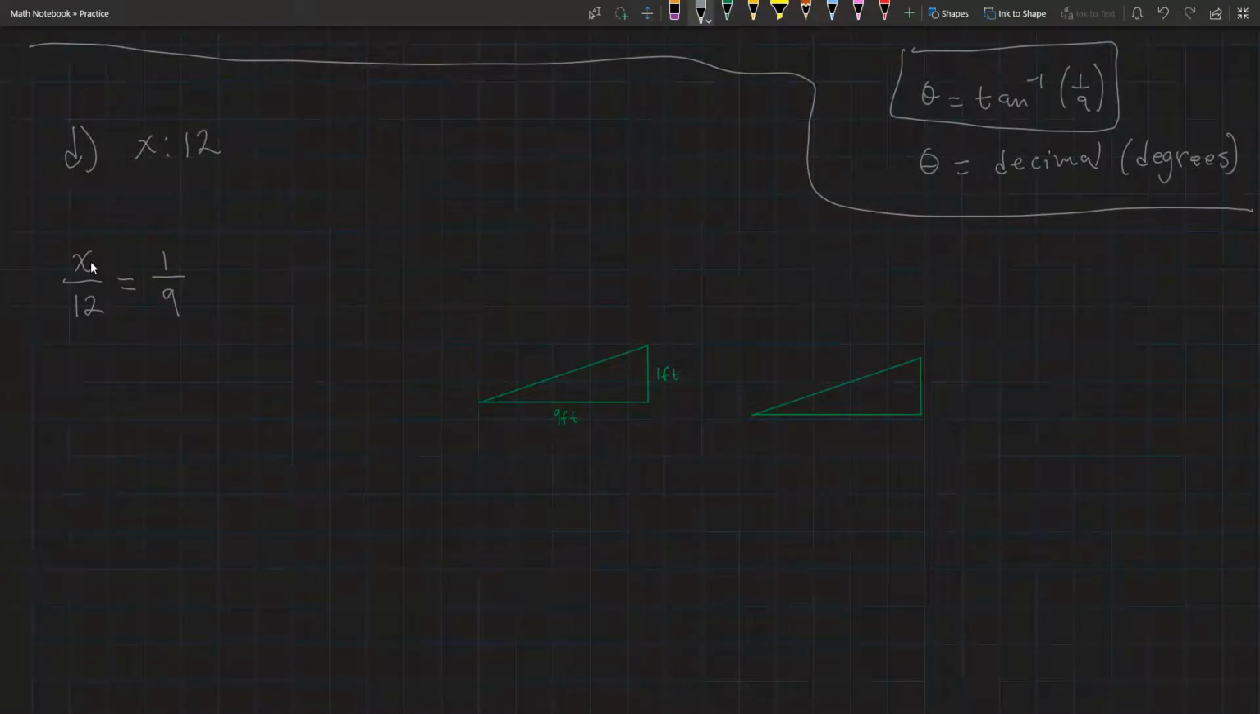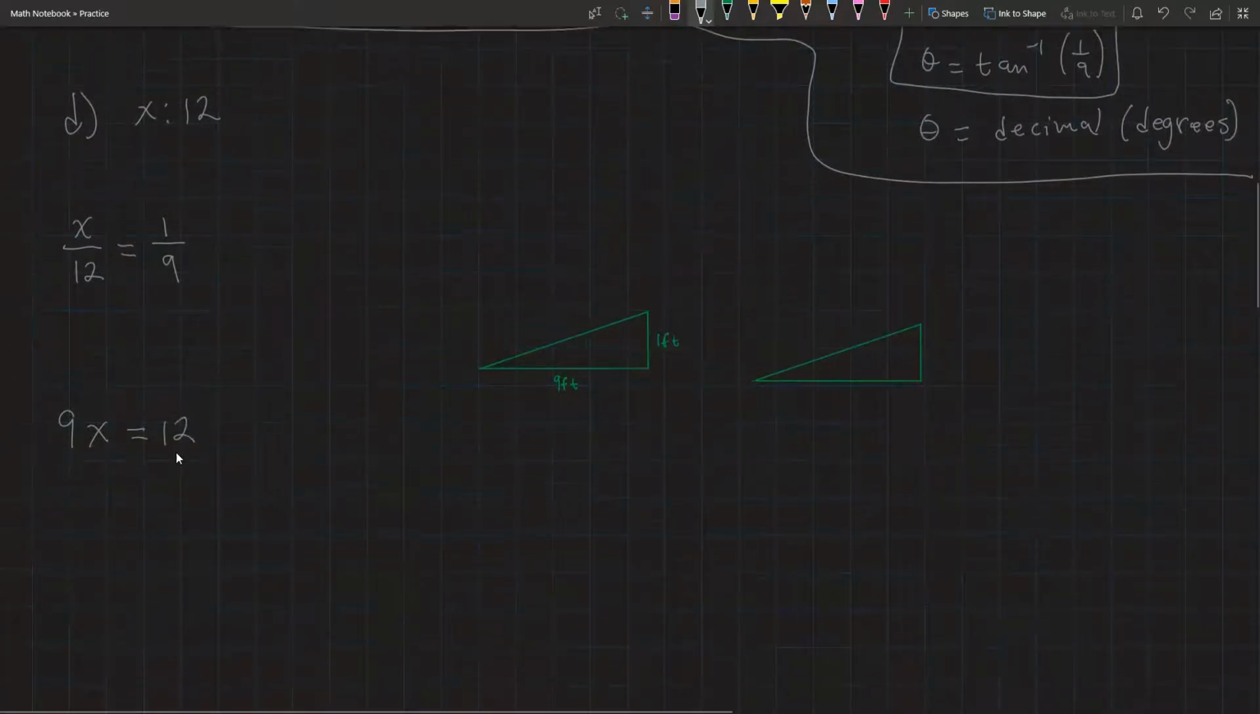I like to write the variable first. So I'm going to do 9 times x, or x times 9. That can be represented as 9x. And cross multiplying these two, that's just 12. And we want to solve for x.